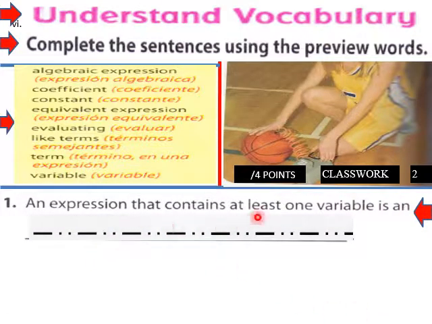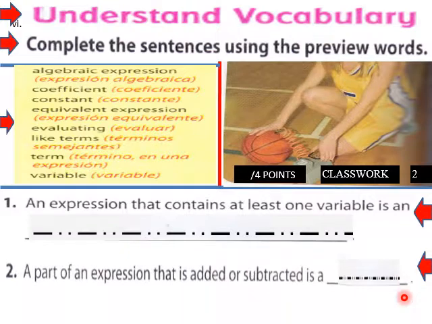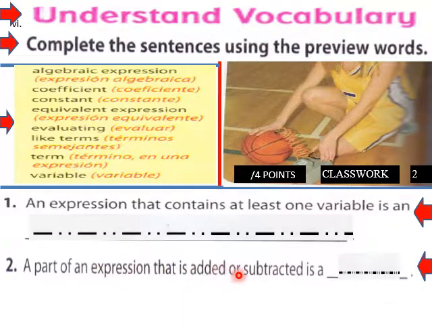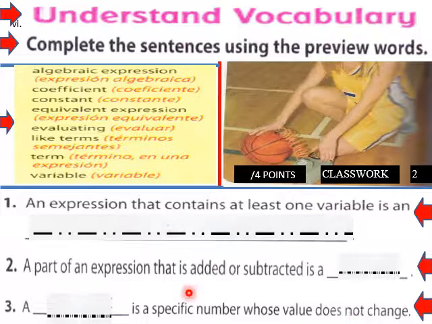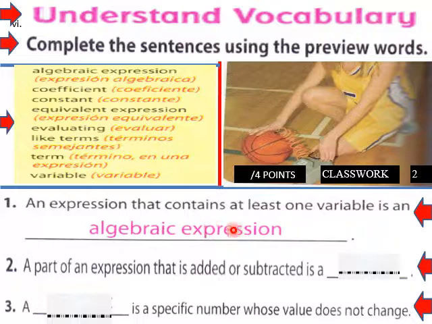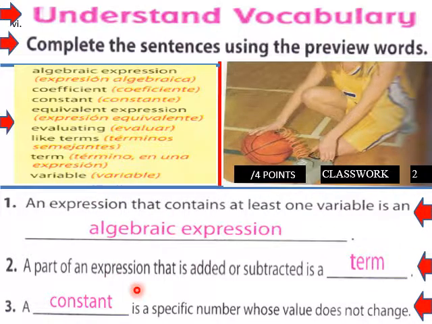An expression that contains at least one variable is an algebraic expression. A part of an expression that is added or subtracted is a term. Added or subtracted. Term. And then a constant is a specific number whose value does not change.